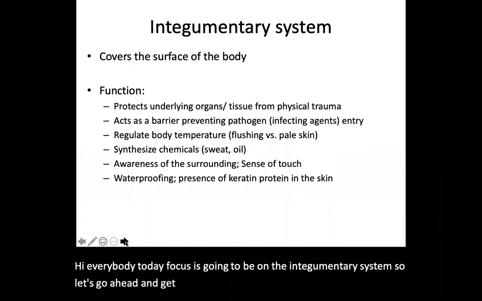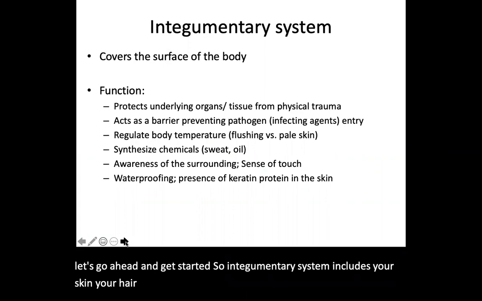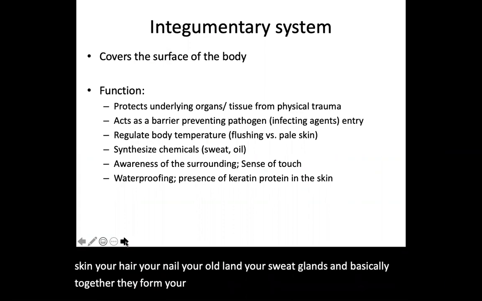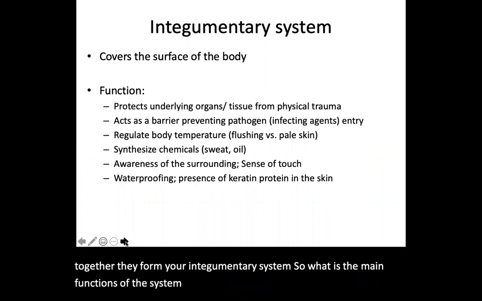The integumentary system includes your skin, your hair, your nails, your oil glands, and your sweat glands, and together they form your integumentary system. So what are the main functions of this system? One of the main functions is to protect what lies underneath.